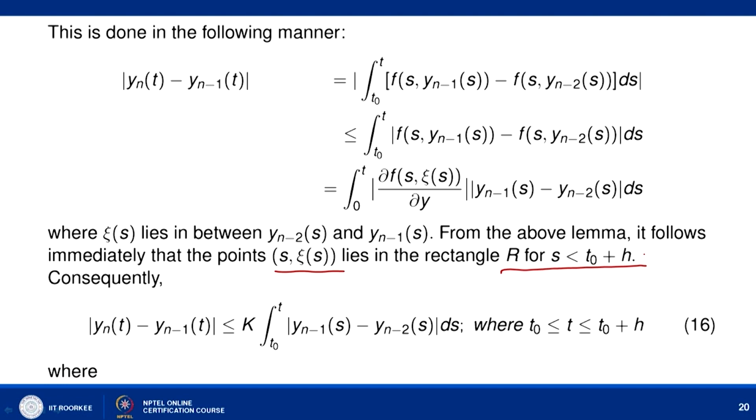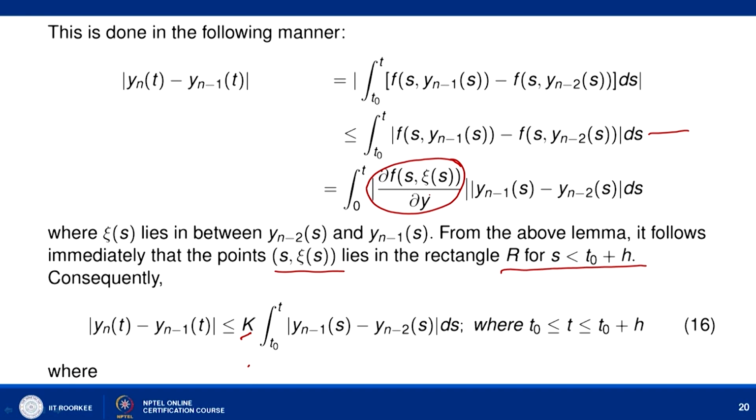So, it means that if this point lies in this rectangle R, this is bounded by the constant k here, right. If you use the Lipschitz condition, then this is bounded by the Lipschitz constant k. So, if we are using the Lipschitz condition, from here we can directly move to this. If we are using the boundedness of the partial derivative, then we use the condition that (s, xi(s)) lies in this rectangle, and in this rectangle this is bounded by k.